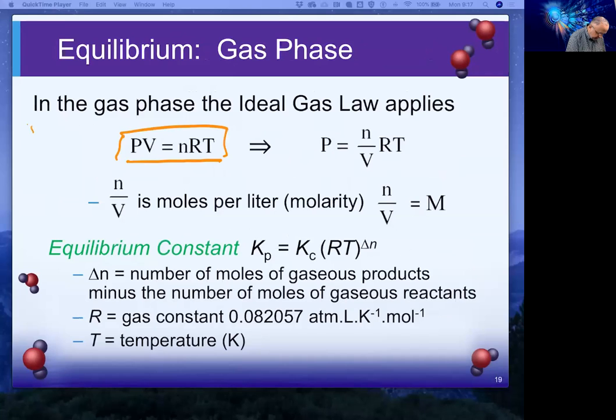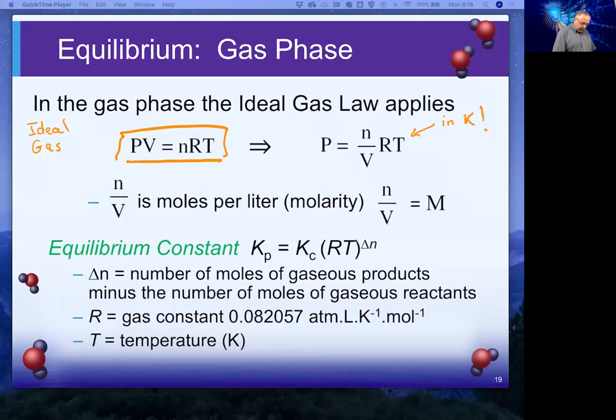So if you didn't see it in Gen Chem 1, this is the ideal gas equation, and we are only going to use this one, PV equals nRT. P stands for pressure, V is for volume, n is the number of moles, R is a gas constant, and T is the temperature in Kelvin. And that's where most people make a mistake of using it in centigrade. It needs to be converted to Kelvin.